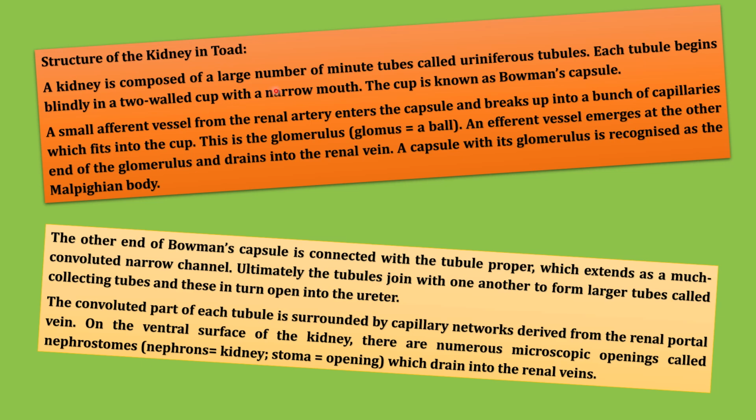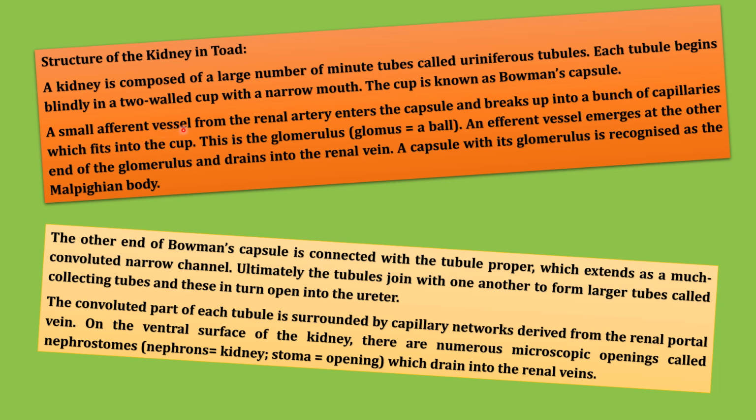A kidney is composed of a large number of minute tubules called uriniferous tubules. From urine, this word has come. Uriniferous means these tubules are very thin pipe-like structures that help to collect urine. Each tubule begins blindly in a two-walled cup with a narrow mouth. The cup is known as Bowman's capsule.